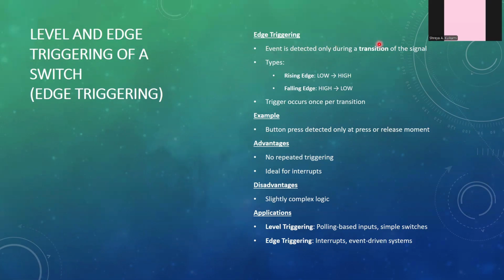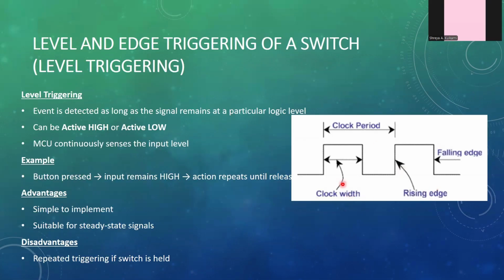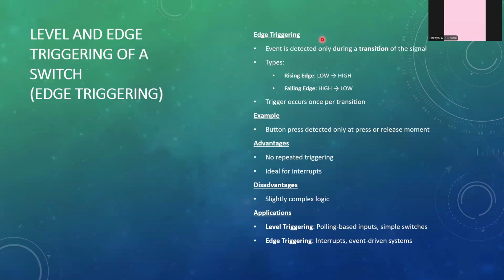In edge triggering, the event is detected only during a transition. So in this, you can see this is the transition, either from low to high or from high to low. This is called the rising edge and this is called the falling edge. So here in edge triggering, the event is detected only during the transition of the signal. The types given here are rising edge and falling edge. Rising edge is from low to high, rise in value. Then falling edge is from high to low, fall in value. So trigger occurs once per transition.